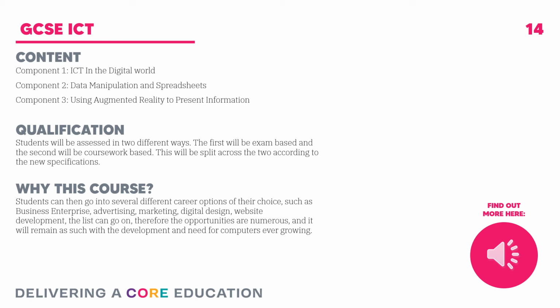Students can then go on to several different career options of their choice, such as business enterprise, advertising, marketing, digital design, website development. The opportunities are numerous. And with the link between ICT and business, this is where students are able to do advertising and marketing, but it requires the ICT skill as well as that business skill. So therefore, it is a really important qualification, and students who do choose it at this foundational level of GCSE, they can then grow into it in college and university, and it's a really good base to start off with.